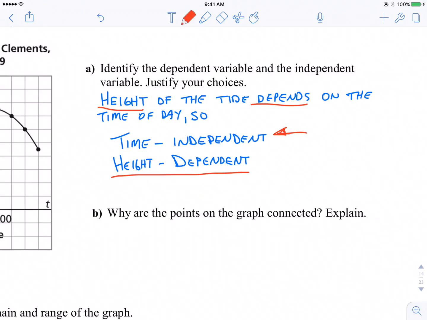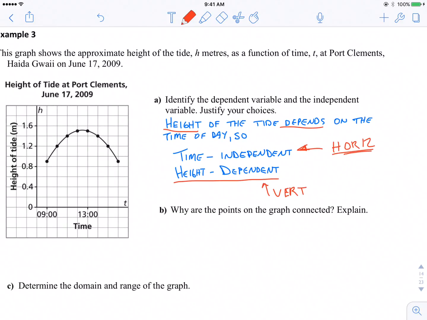Okay? Independent variable is our horizontal axis. Dependent variable is our vertical axis. Or eventually we'll be calling these x and y when we get into regular equations. So there's your dependent and independent variables.